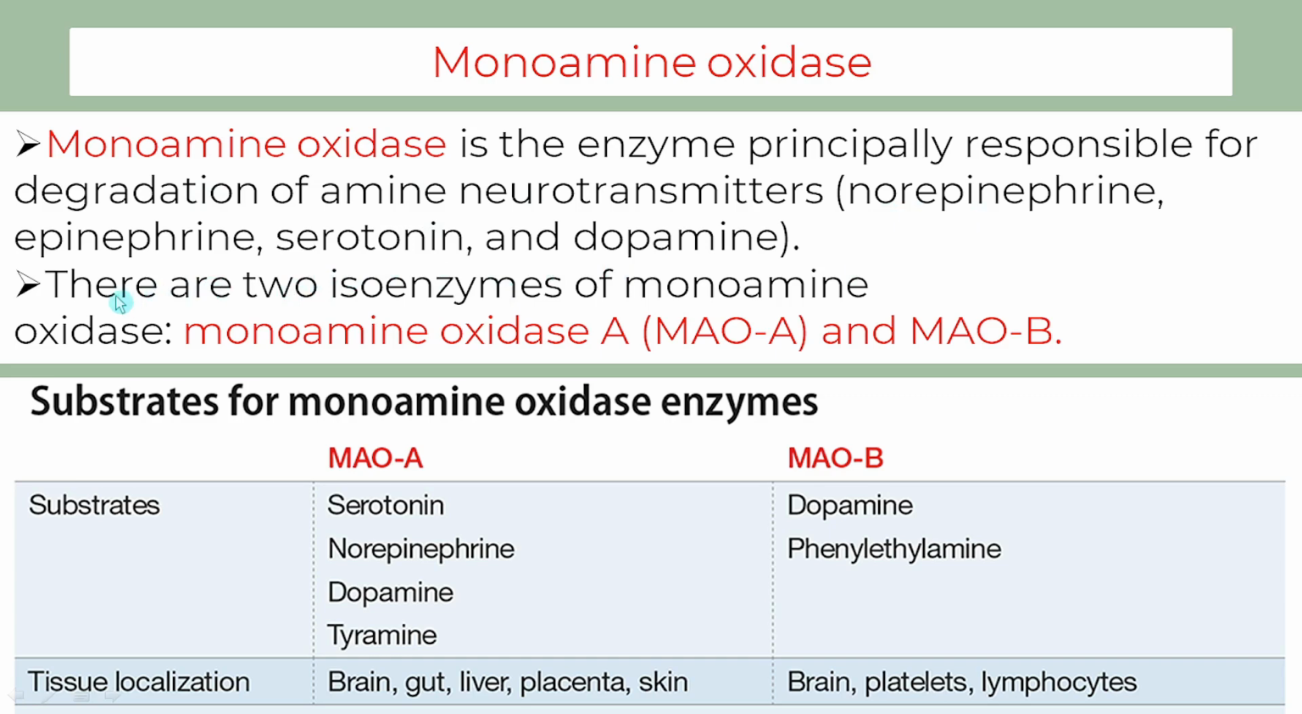Now MAOA and MAOB are the two isoenzymes of monoamine oxidase. They use various substrates for degradation, like MAOA uses serotonin and degrades it. It degrades norepinephrine, dopamine and tyramine. MAOB degrades dopamine and phenylethylamine. And their localization is different. MAO A is present in brain, gut, liver, placenta and skin, and MAO B is present in brain, platelets and lymphocytes. And in the platelets, what does it do? The platelets carry serotonin, correct? And when the serotonin is to be used, monoamine oxidase is responsible for their degradation.